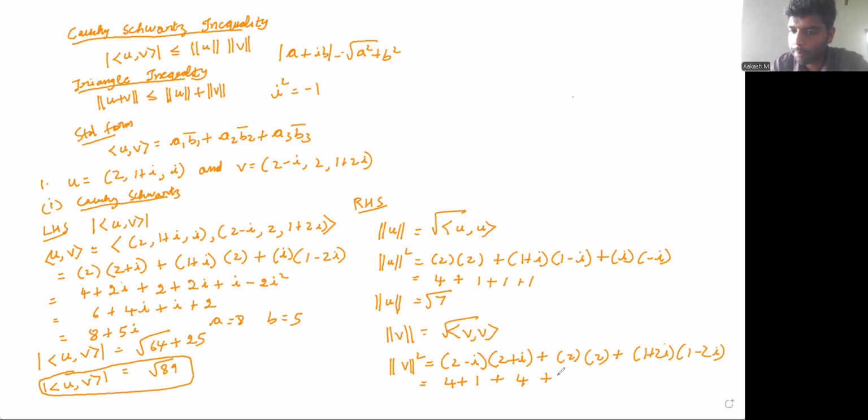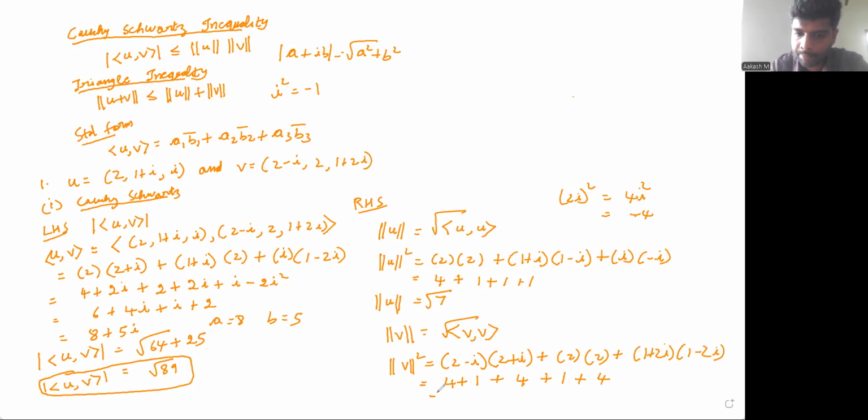So 2 into 2, 4, plus a square is 1 square minus, this minus is from the formula, 2i the whole square. You will get 4i square. Substitute for i square minus 1, so 4 times minus 1. Again, you will have minus from outside, so you will get plus 4. I think it's right. Okay.